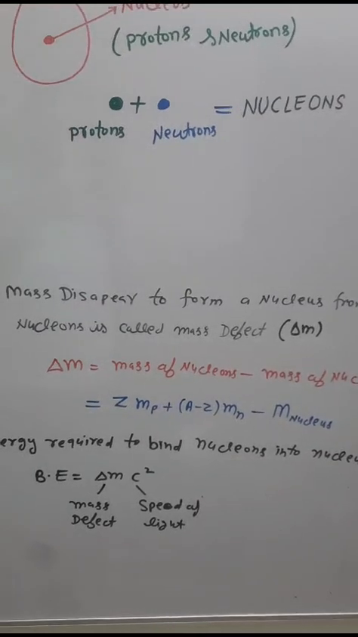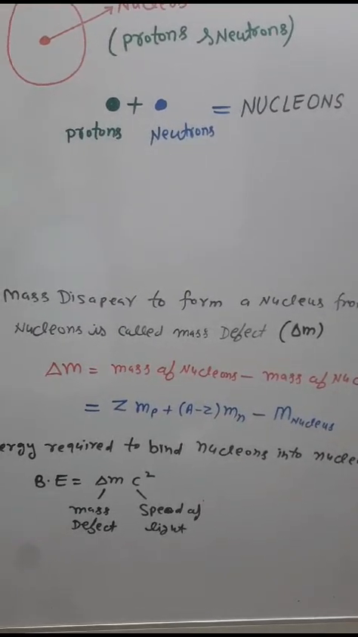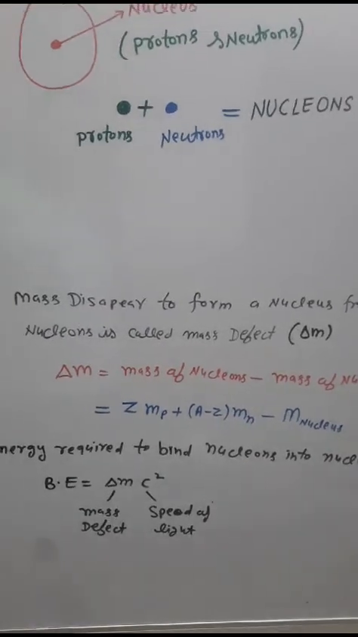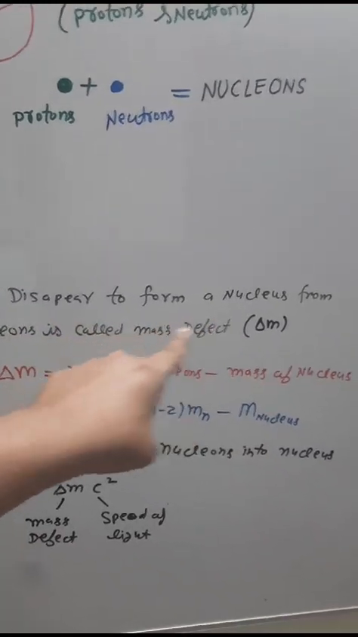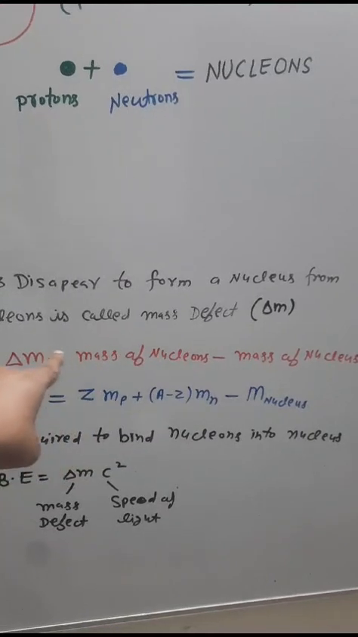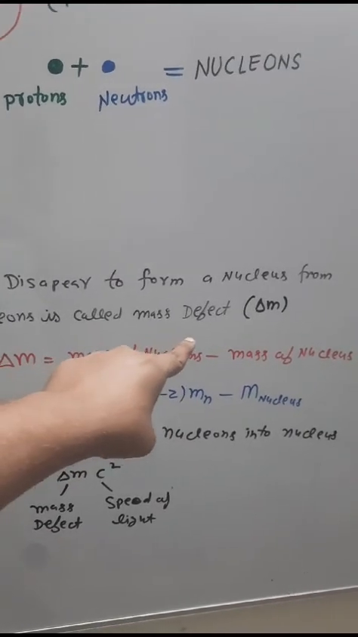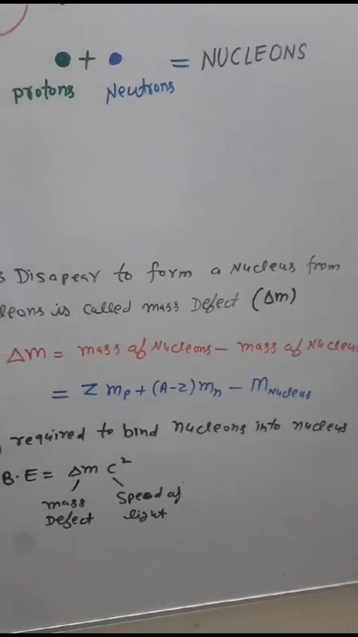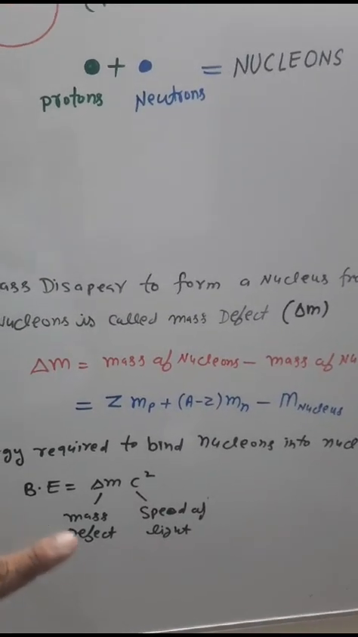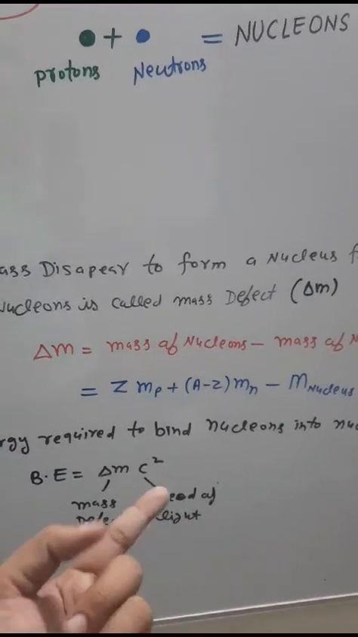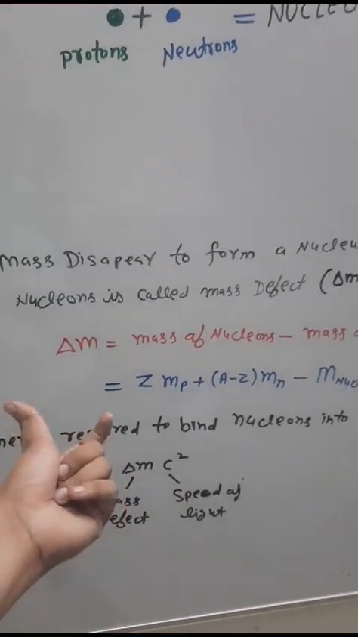And mass defect: when we create a nucleus from nucleons, some mass disappears, and that mass is called mass defect. Mass defect is the mass that disappears to form a nucleus from nucleons. Some mass disappears, that we call mass defect, which means we have to calculate the mass of nucleons minus the mass of nucleus, that will give us the mass defect.